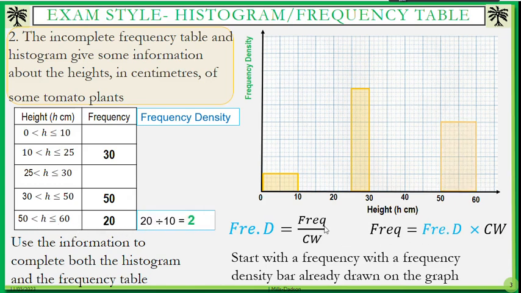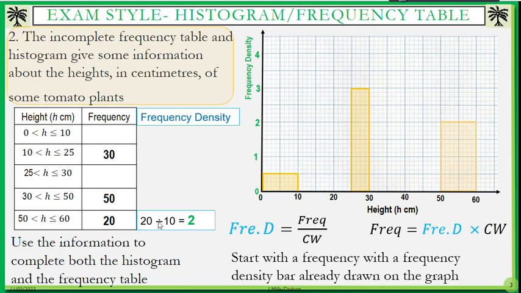So it's frequency divided by class width. So that is 2. That means the height of this bar is up to 2. Now that we know that is 2, we can use it to graduate our scales. So 4 squares is equal to 2, so 2 squares should be equal to 1. So we have our scales now. So the rest is easy to continue.